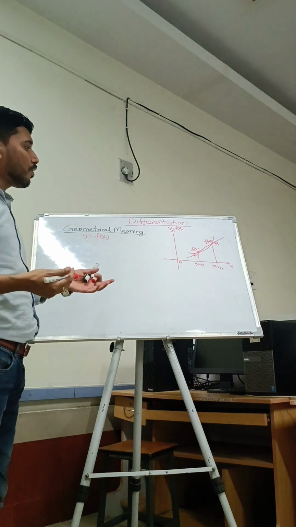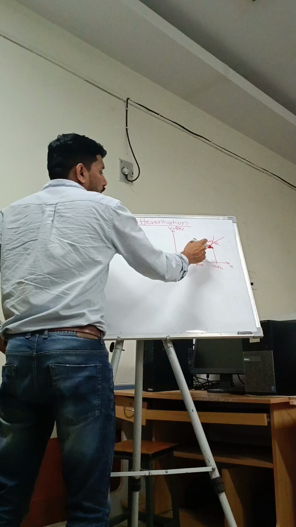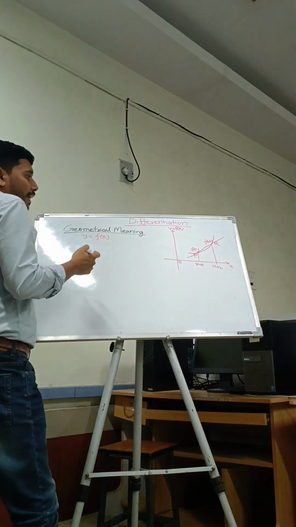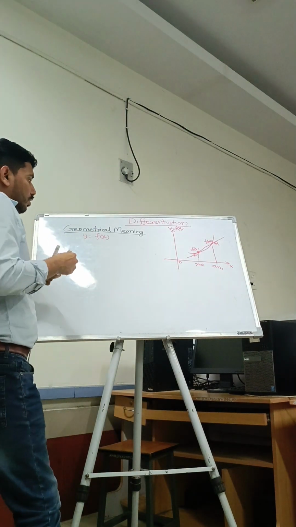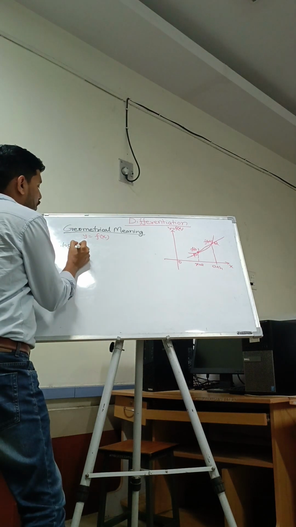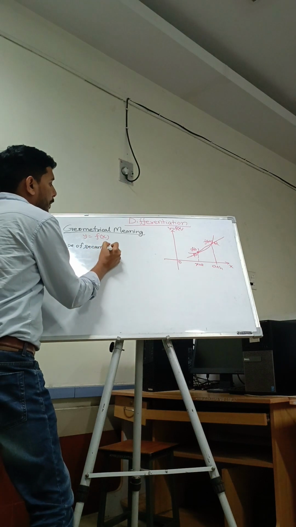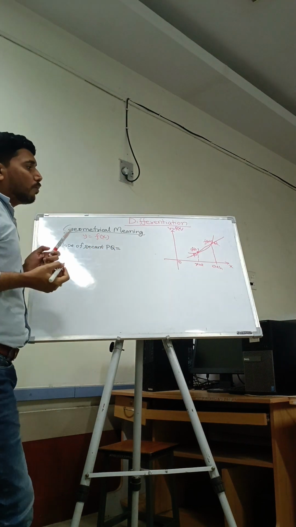Secant line is what? Definition of secant line: it divides the curve at 2 points. So this is a secant line. So can we find the slope of this line? So slope of secant PQ. So we know the formula of slope.